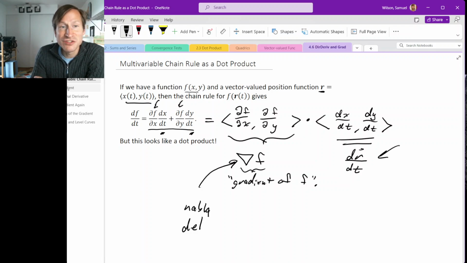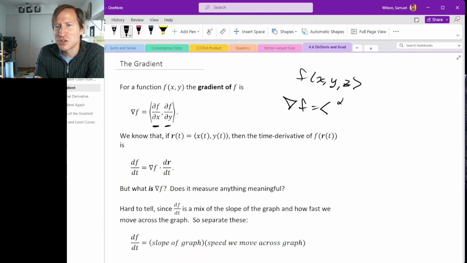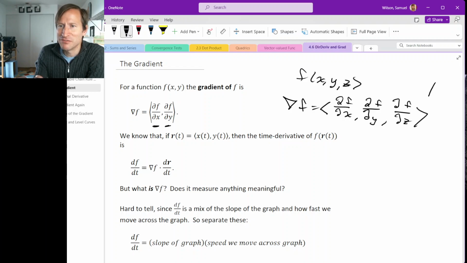So we've invented this new thing called the gradient of f. It's the vector made up of partial f partial x, partial f partial y. Of course, if we had more input variables like x, y, z, then the gradient of f would be a three-dimensional vector, where you have one partial derivative for every input variable. So in general, the gradient is just the vector of all the partial derivatives, like this. And if you had more input variables, you'd have more dimensions in your gradient vector.